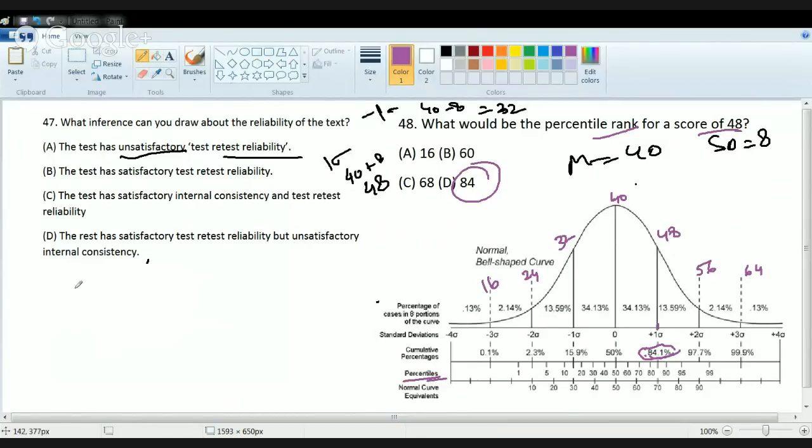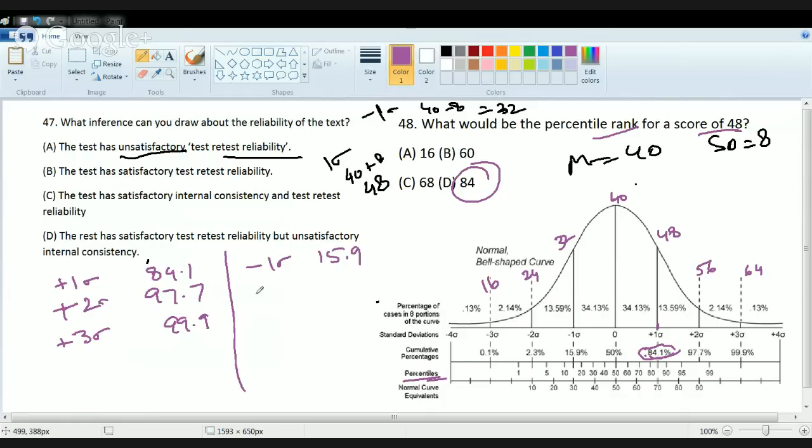The percentile scores, let's understand: for one positive standard deviation it's 84.1. 2 standard deviations is 97.7. 3 positive standard deviations is 99.9. Now go to minus 1 standard deviation, it is 15.9. Minus 2 standard deviation percentile would be 3.2, and minus 3 standard deviation percentile would be 0.1.